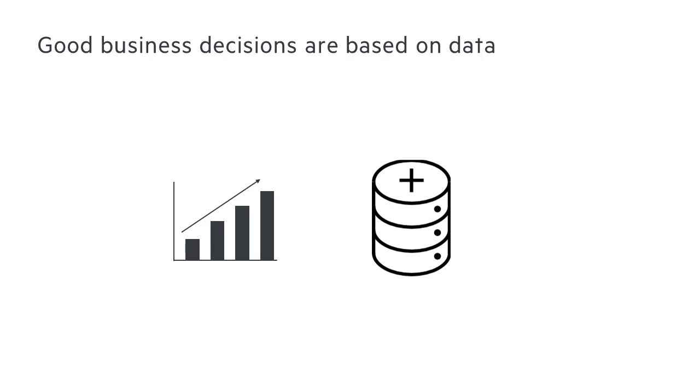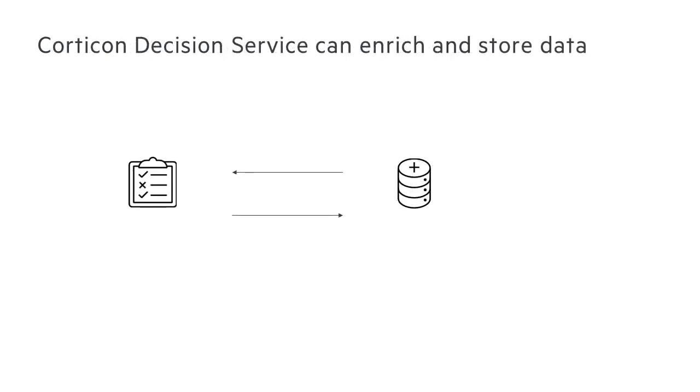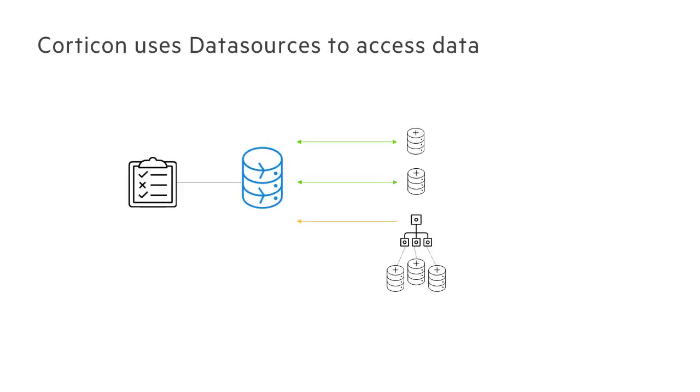Good business decisions are based on data. With Corticon Rules, you can enrich and store data to make good business decisions. To access data, you have several options.